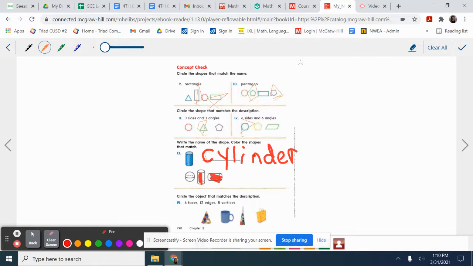Next, circle the object that matches the description. 6 faces, 12 edges, and 8 vertices. And if you remember studying our faces, edges, and vertices, that would be any rectangular prism or any cube. They both have 6 faces, 12 edges, and 8 vertices. And so we would want to circle this present because that is a rectangular prism. The party hat and the blower look like they are cones, and the cup, the mug, is a cylinder.